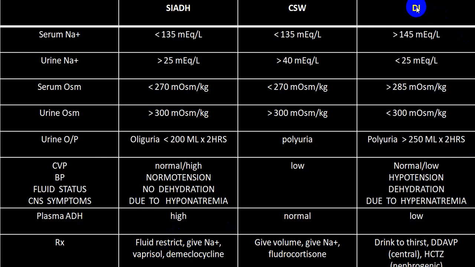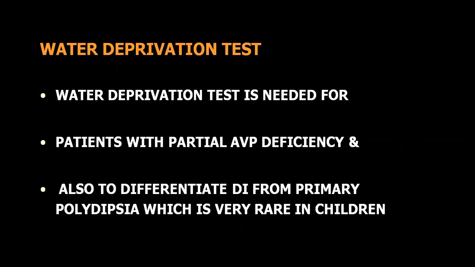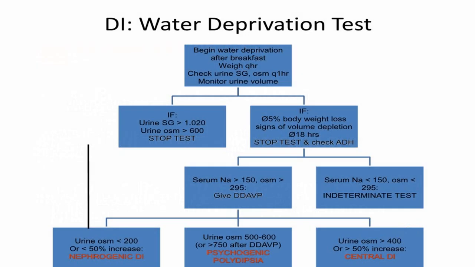While in case of diabetes insipidus: plenty of water, desmopressin from outside, and hydrochlorothiazide in case of the nephrogenic variety. These are the treatments, and we'll be going into a little more detail in the treatment part of diabetes insipidus. We have already told you about the water deprivation test and what we call the vasopressin stimulation test.